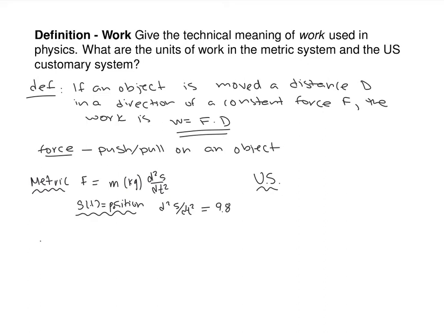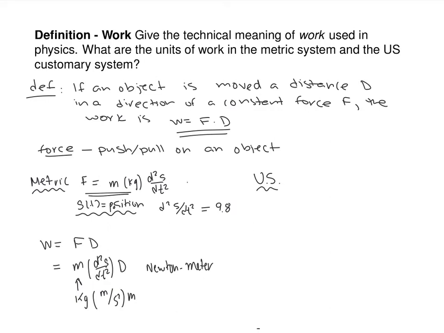And so in metric, work is this force times distance, and so that would have units. It'd be m times d squared s over dt squared times d, and this is usually measured in kilograms, say meters per second squared, and meters. Sometimes that's called a Newton meter. The reason is because this force function's units are newtons, and another word for Newton meter is joule.